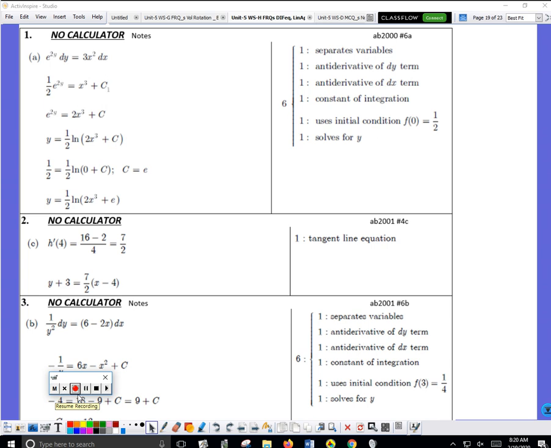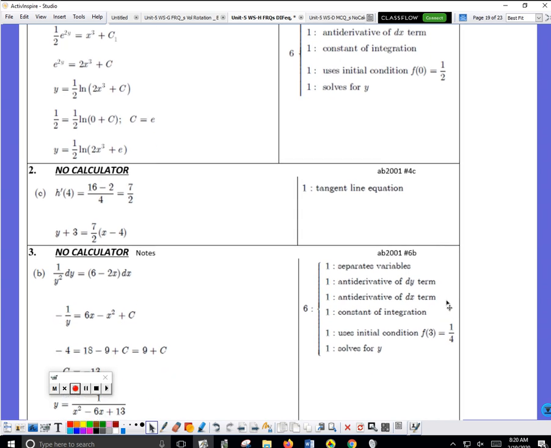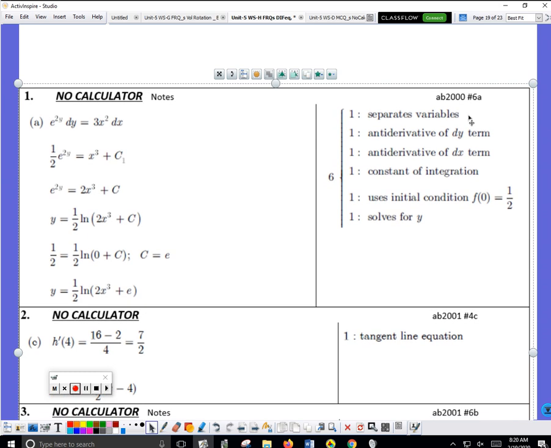Notice how the scoring works. 1 point for separating the variables. 1 point each for doing the two antiderivatives. Some problems will give you 1 point total. Right here, it says 1 point for the constant of integration. That's finding C. 1 point for using the initial condition. That's where we plugged in 0 for x and 1/2 for y in order to find C. So basically the process of finding C was worth 2 points, and then the final point is for getting y alone.